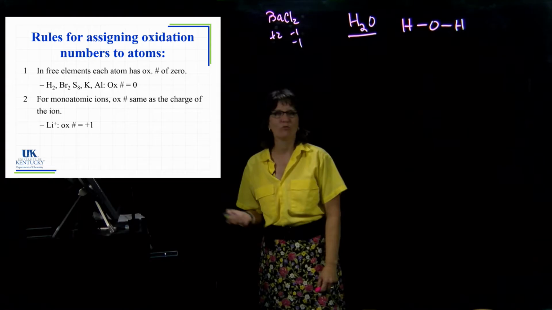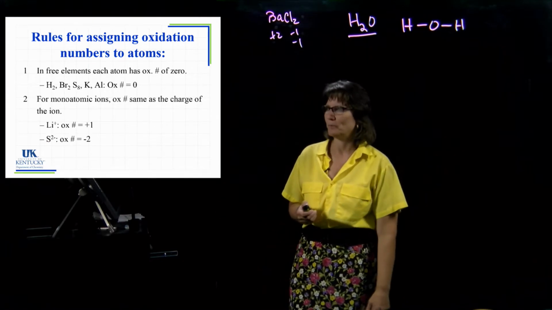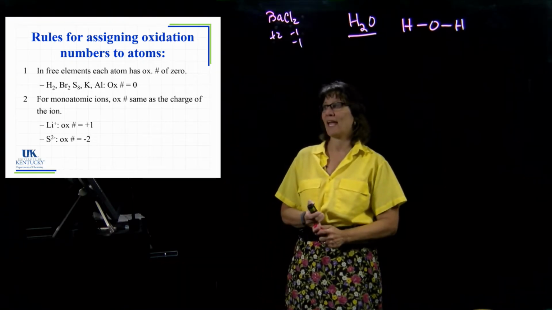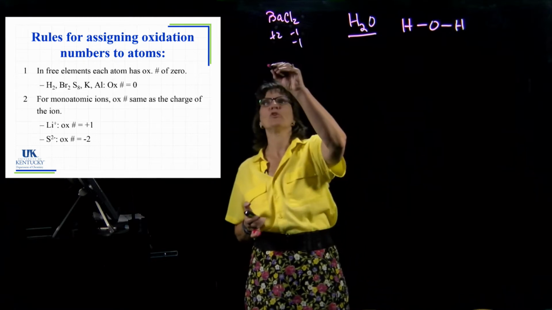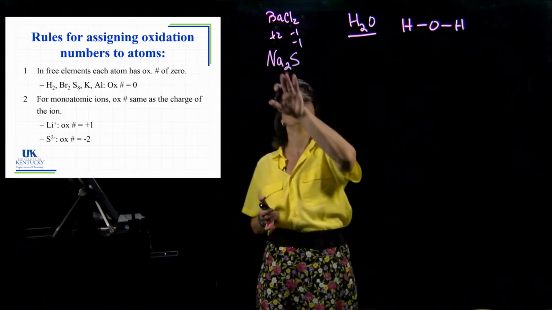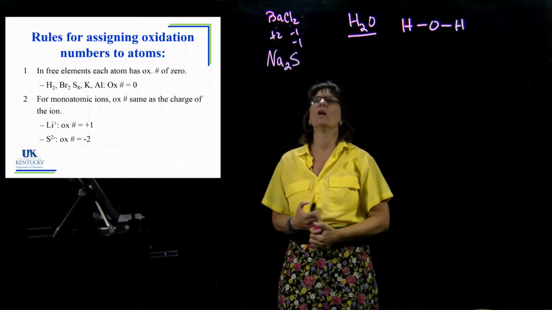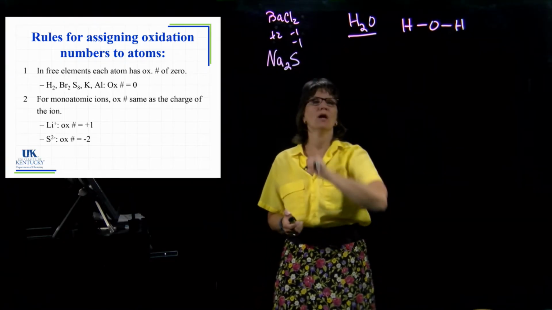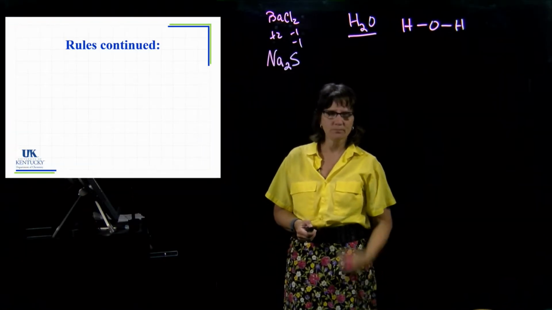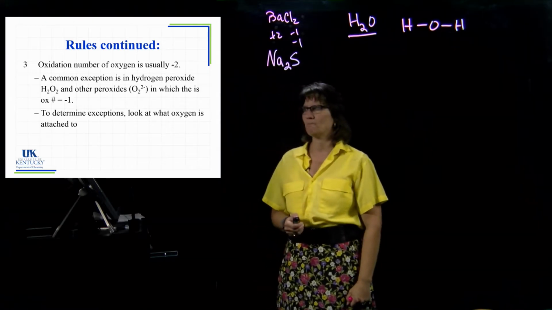Here I've written the ion Li+, therefore it has a +1 oxidation number. Here I have written the ion S2-, so therefore it has a -2 oxidation number. If I were to write Na2S, I have two sodiums, they each have a +1, and I have a sulfur 2-. So the sodium has a +1 oxidation number and the sulfur has a -2 oxidation number. All right, so we have elements and we have monoatomic ions. Those are the simplest cases.